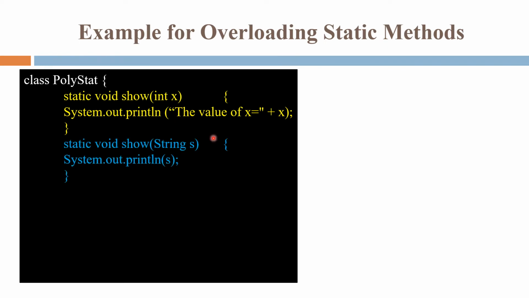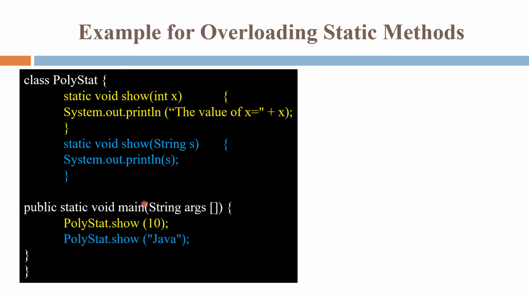And then we have one more method, and the name of this method is also show, and this is also a static method, taking a parameter of type string, and printing the string variable. So in this class we have two methods with the same name, show, and both are declared as static methods, but these methods take different parameters. The first method is taking an integer parameter, the second method is taking a string parameter. So these methods are said to be overloaded methods.